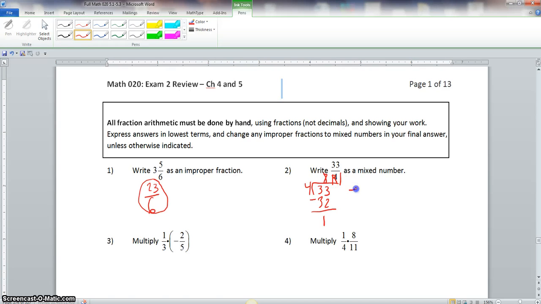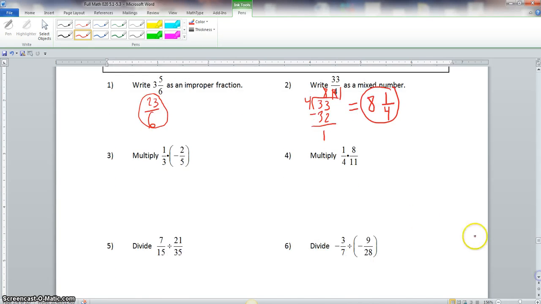Okay, now, with our answer, our denominator does not change for the fraction. Our integer is the number in front of the remainder, which is 8. And our numerator is the number after the remainder, which is 1. So our final answer here is 8 1/4. Okay, now we scroll down to number 3.